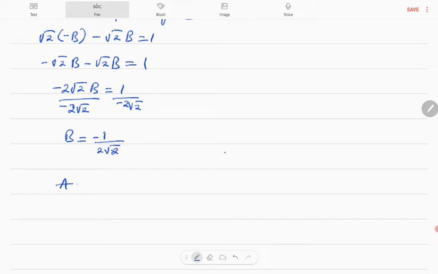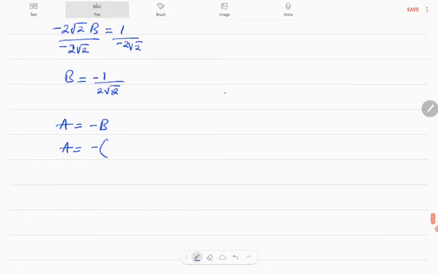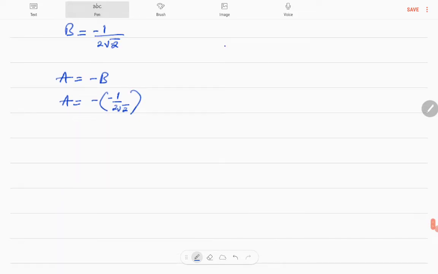And remember, our a is equal to minus b. So I'll have a is equal to minus minus 1 divided by 2 root 2, which will give me 1 divided by 2 root 2.